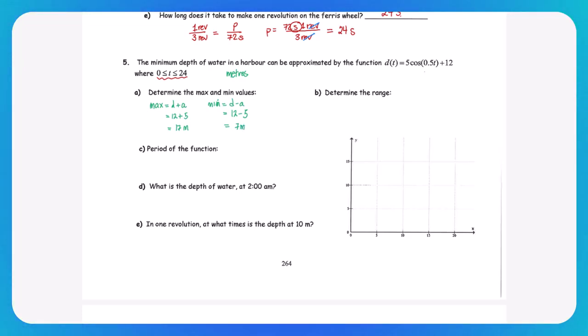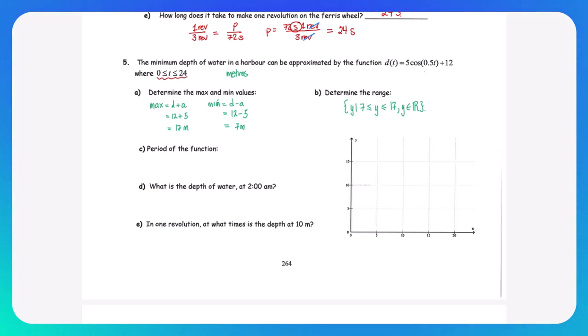Well, then what's the range? Well, we know that. The range is just the min to the max. So we're going to say y such that the minimum is 7, less than or equal to y, less than or equal to 17, where y is an element of the real numbers. You got it.